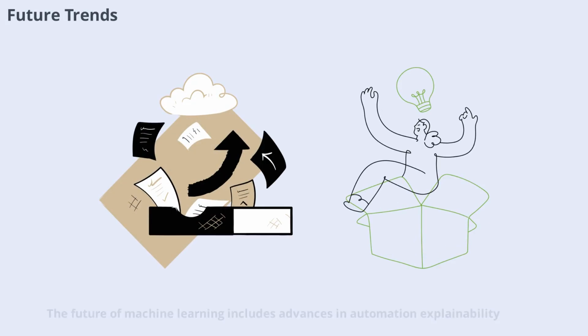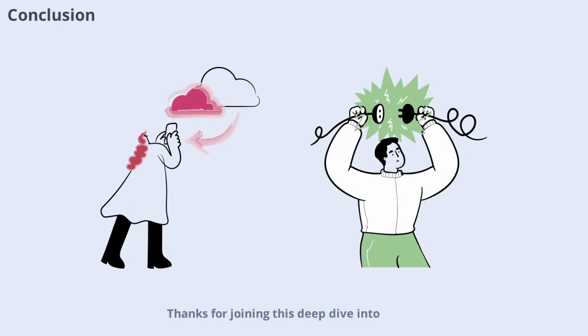The future of machine learning includes advances in automation, explainability, and integration with other technologies. Stay informed about new developments such as AutoML, interpretable models, and edge deployment to keep your skills and solutions ahead of the curve.